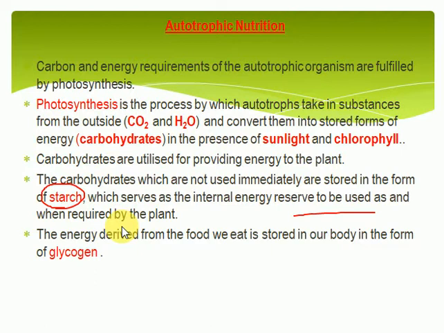So I hope you understand that carbohydrates are formed in the body of the plant as a result of photosynthesis, and the carbohydrates which are not used are stored in the form of starch. The energy derived from food that we eat is stored in our body in the form of glycogen. This difference you must understand, that in the body of animals the stored form of energy is glycogen. The food that we eat, we get energy from it, but the carbohydrates which are not utilized are stored in the form of glycogen in the animal's body. And whenever energy is required in the body of animals, then this form of carbohydrate, that is glycogen, is utilized. But in case of plants, starch is the stored form of energy.